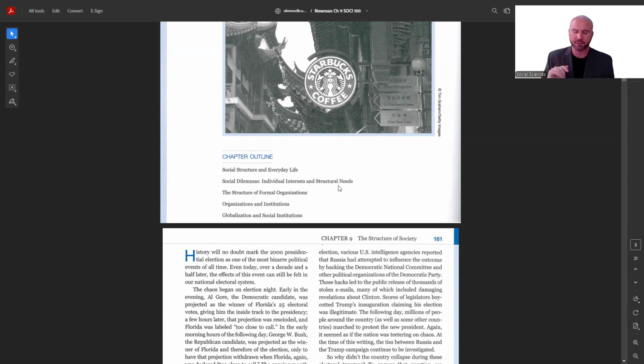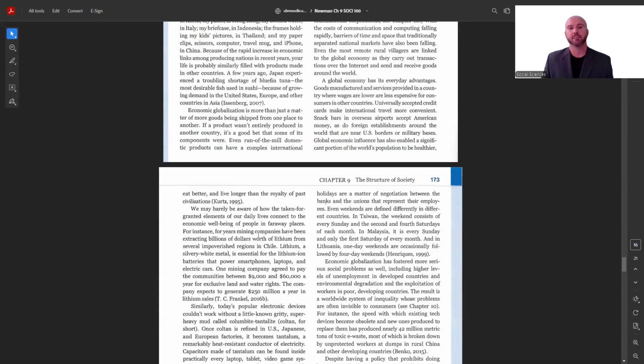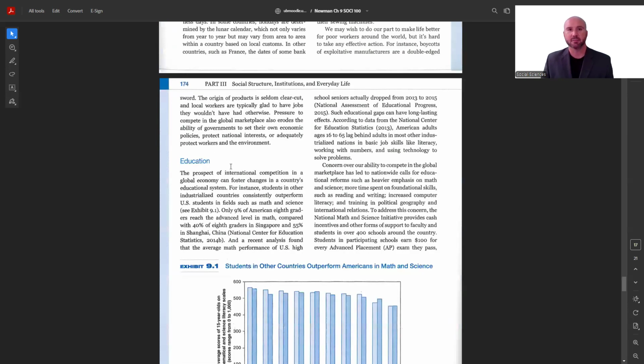Then the last thing that Newman covers in this chapter is globalization and social institutions. So when we get to the end of the chapter, on the section on globalization and social institutions, on page 172, we can see that David Newman is interested primarily in 3 different social institutions. Those are the economy or economics, education. You think of education as schooling or school. We want to be careful in the terms that we use. So we say education more broadly, because it's not just school or schooling.